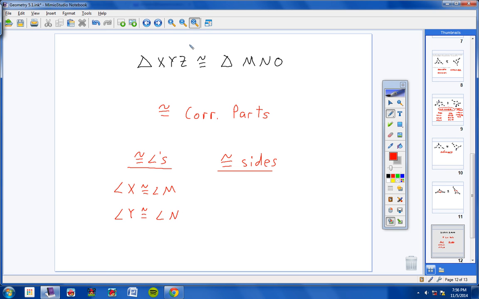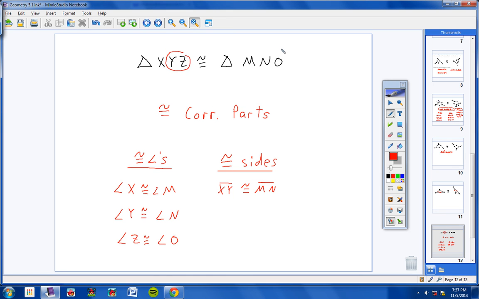It's easy. The third letter is Z. The third letter is O. So I know for sure that angle Z is congruent to angle O. Now, how about the sides? No problem. What's the first two letters? XY. What's the first two letters over here? MN. So I know that side XY or YX is congruent to side MN or NM, whatever. There we go.